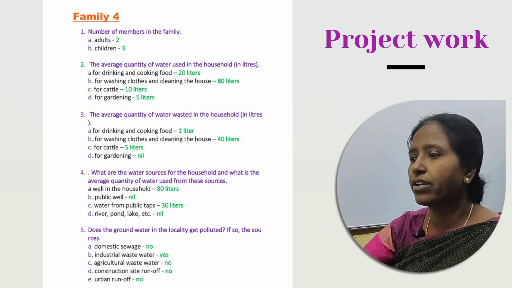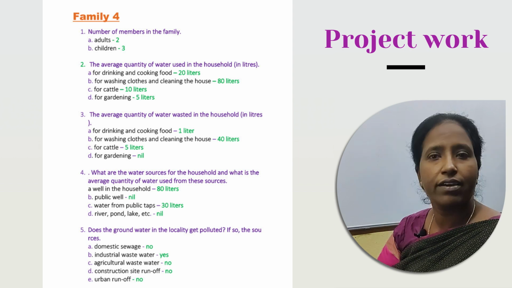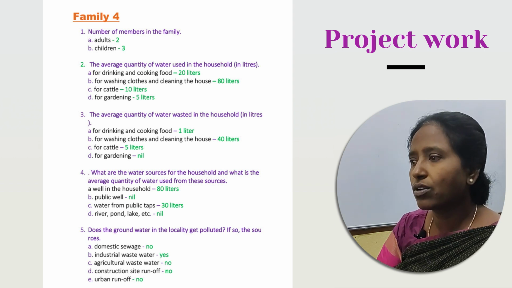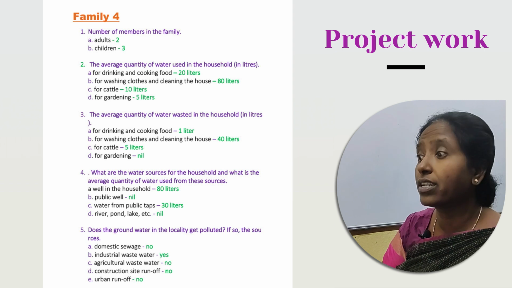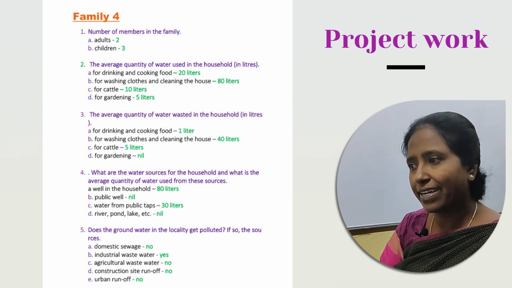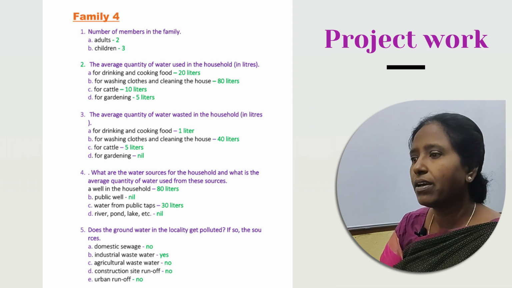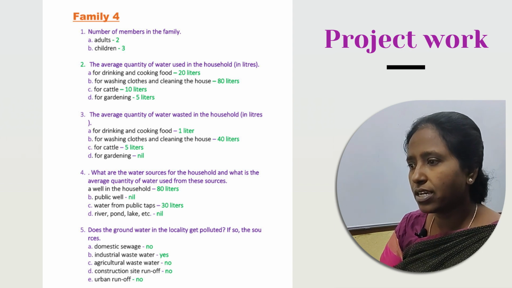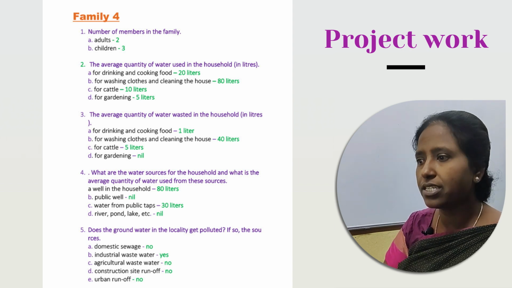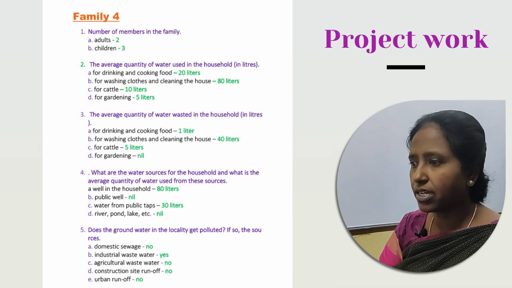The quantity of water wasted. Drinking and cooking food, 1 liter. Washing clothes and cleaning the house, 40 liters. For cattle, 5 liters. For gardening, nil. What are the water sources here? Well in the household, 80 liters. Water from public taps, 30 liters.